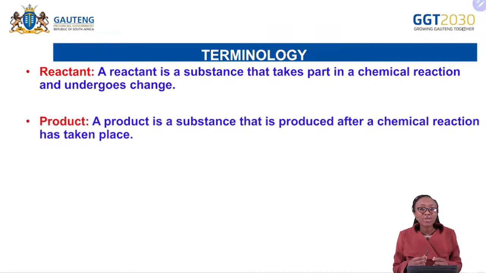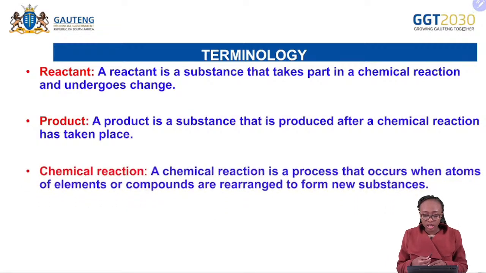And then the next term is product. A product is a substance that is produced after a chemical reaction has taken place. So when a chemical reaction happens, what we get at the end of it is a product. We call it a product.